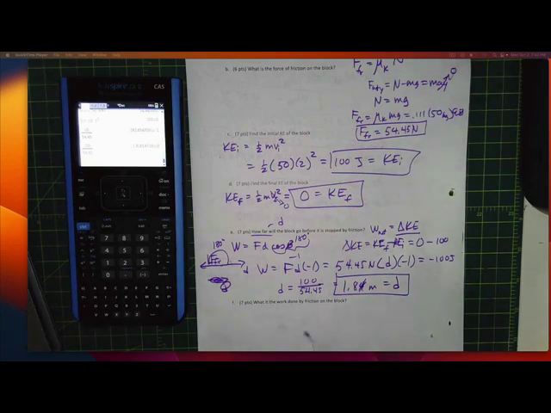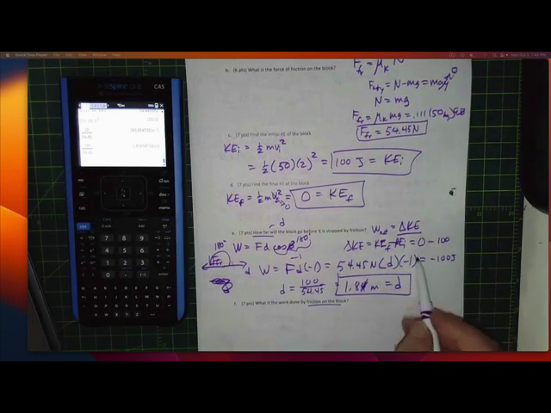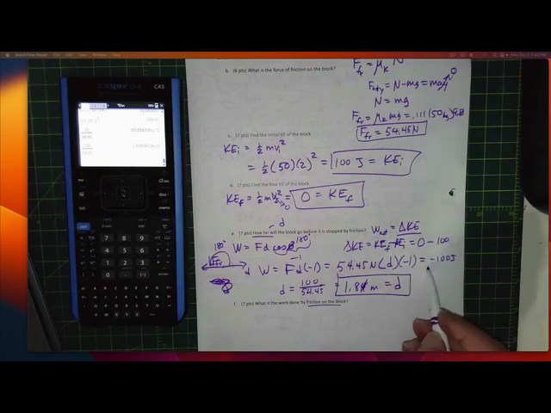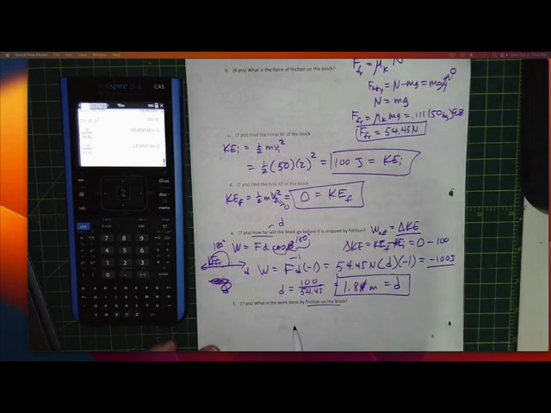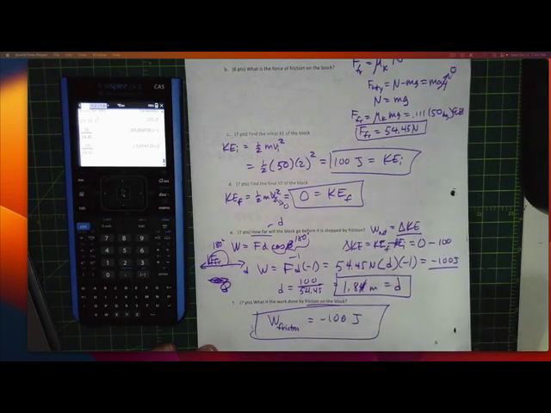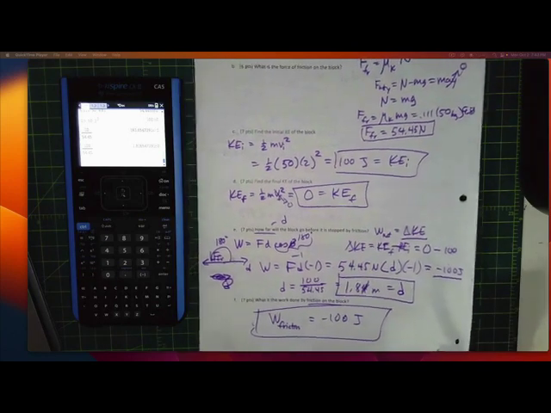Okay. What is the work done by friction on the block? Well, we just had that up here, the work done. We used that to calculate the distance. So the work done by friction was -100 joules, because friction was the only thing doing the work in this problem.